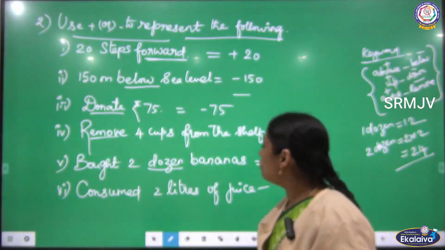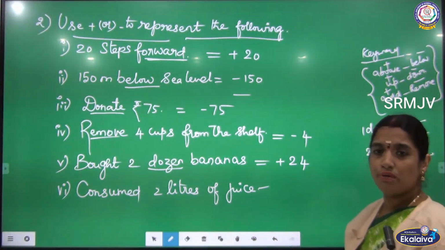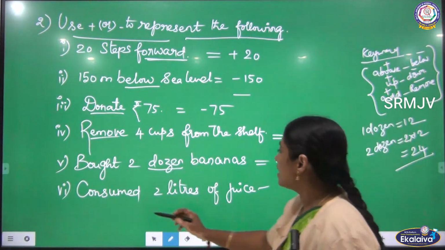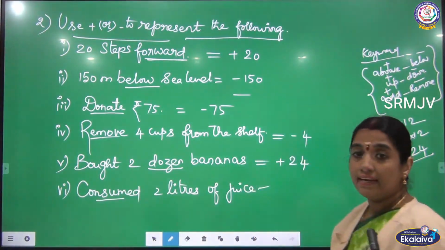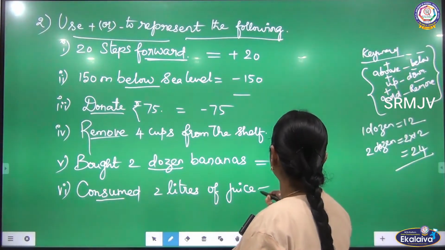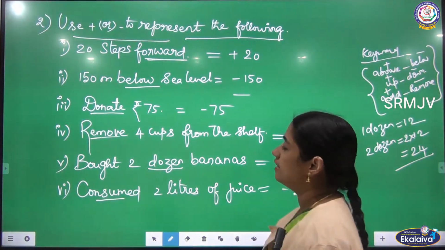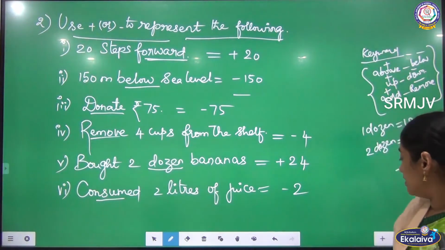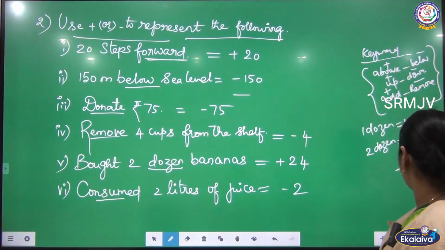Next, consumed 2 liters. Consumed means what? Minus. Consumed. See, it is written consumed. These are minus. So minus 2 is the answer. Is this clear, children? Shall we move on to the next one?